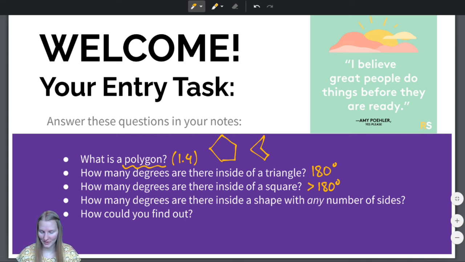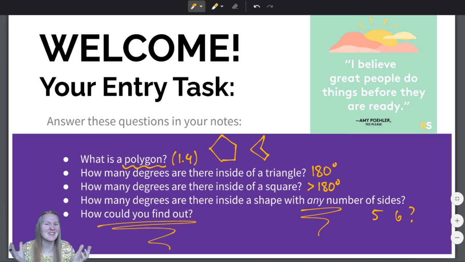How many degrees are there inside a shape with any number of sides? So a square has 4 sides. What about a 5-sided shape? What about a 6-sided shape? What about a 300-sided shape? We're gonna find out in this video. So how could you find out? I'm curious as to what you said, but we are going to talk about it in this video.